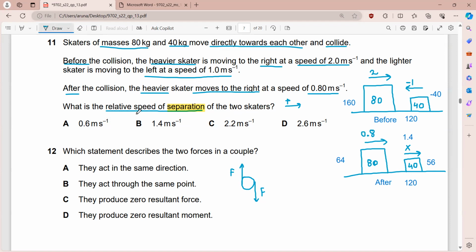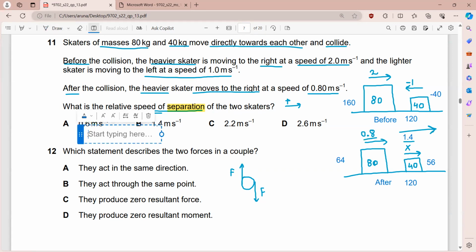Now, to calculate relative speed, since they're both moving in the same direction, as this object moves with a particular speed, which is actually greater than 0.8, it's going to take time for this object to catch up. So the relative speed will actually be 1.4 minus 0.8.